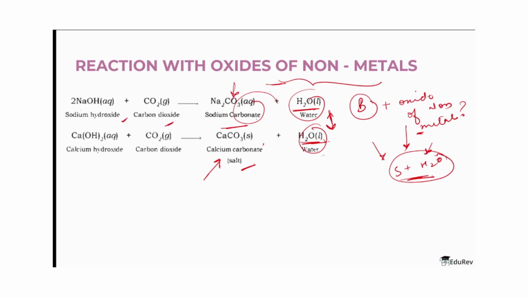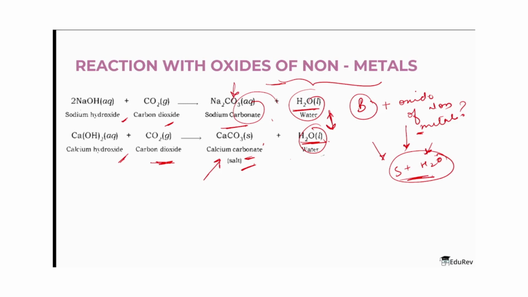Your sodium carbonate and water. When your calcium hydroxide reacts with carbon dioxide, then it's going to form what? Your calcium carbonate and water. So these are the examples when your bases are reacting with what? Oxides of nonmetals. Okay, pretty simple.